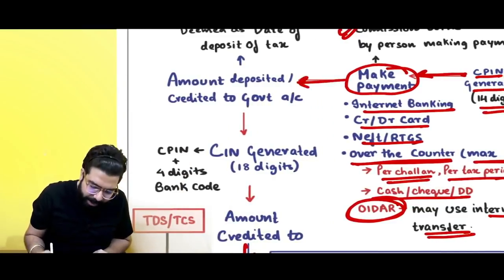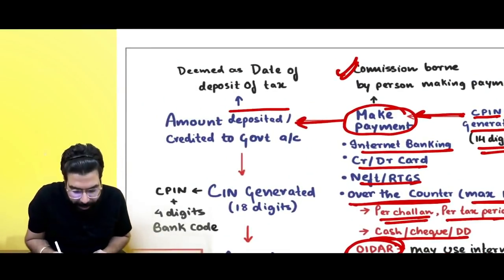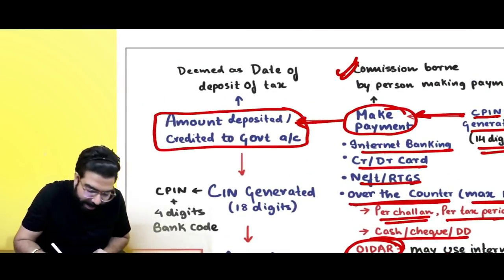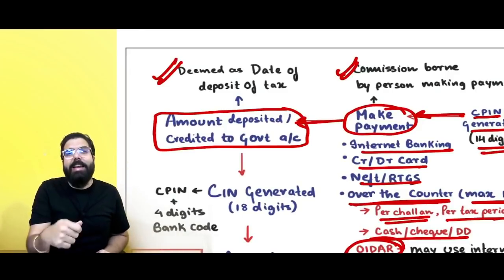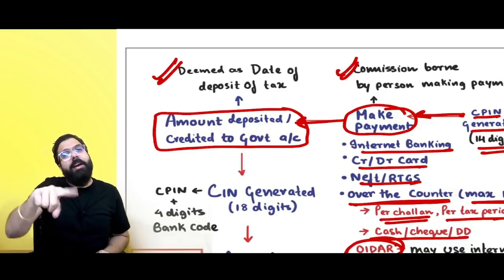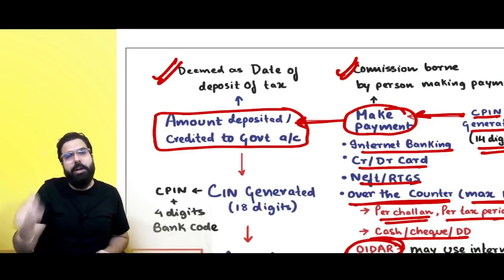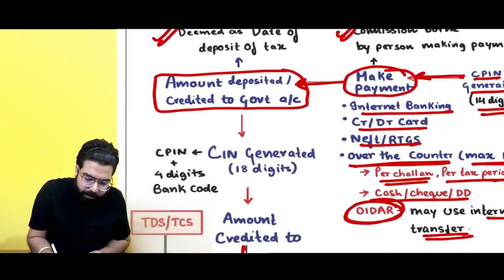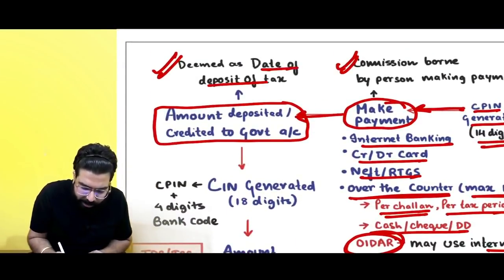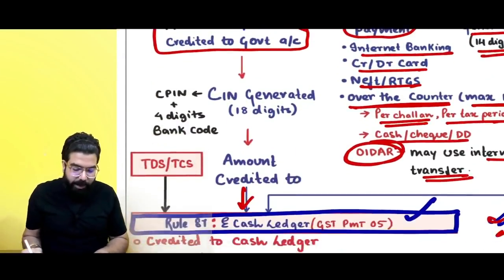Once you make the payment, sir, the date when the amount goes to the government account is deemed as the date of deposit of tax. I gave the cheque on 1st of January, and it was deposited in the government account on 3rd of January. 3rd of January shall be deemed as the date of deposit of tax. Done, sir. Point is clear.